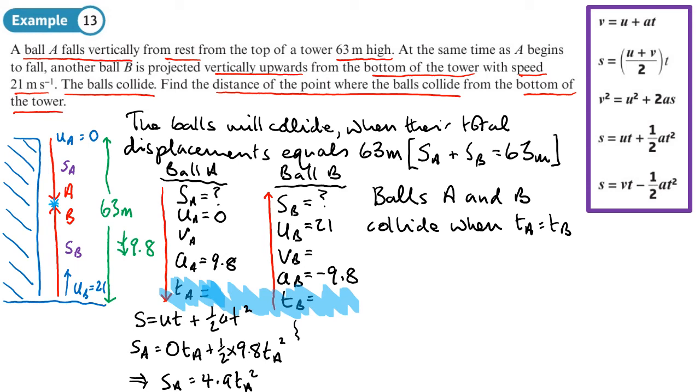Right, let's do the same for ball B. So again, it's going to be S equals UT plus half AT squared.